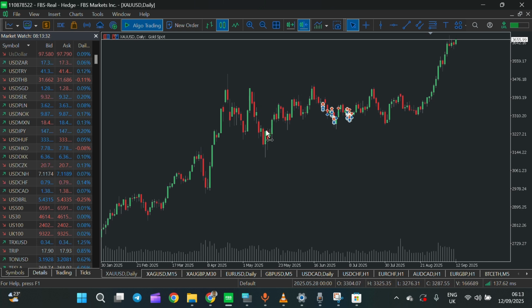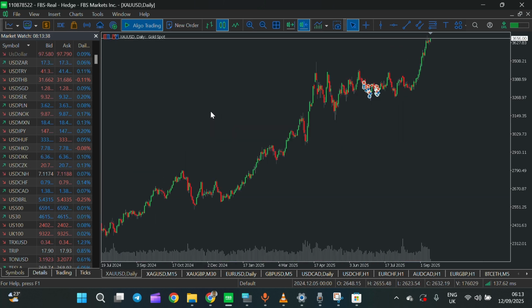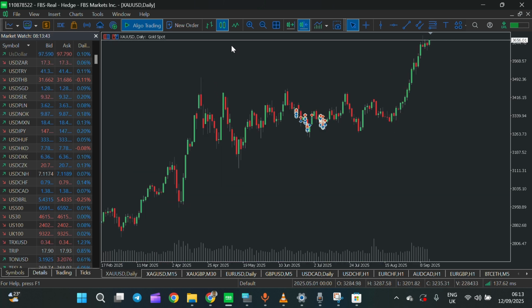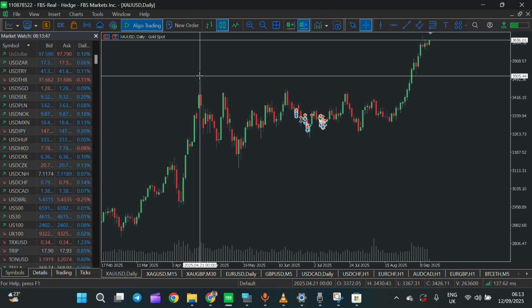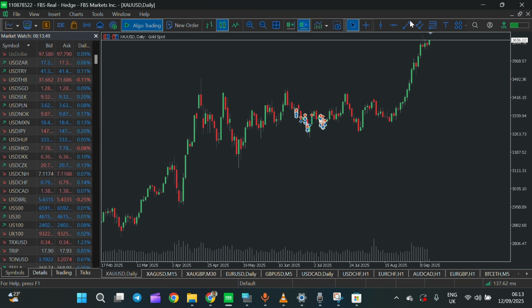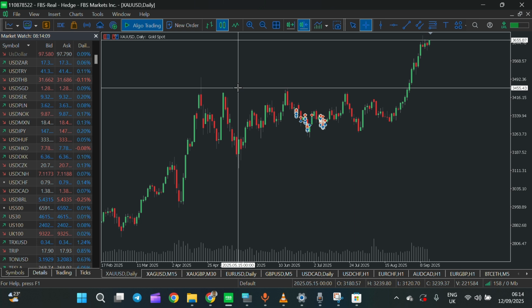First of all, we need to analyze the daily time frame, which is the biggest picture. Looking at the daily time frame, we are seeing that gold is actually a bullish market. All right, so we had a consolidation at a resistance in April. Then in May there was a support.